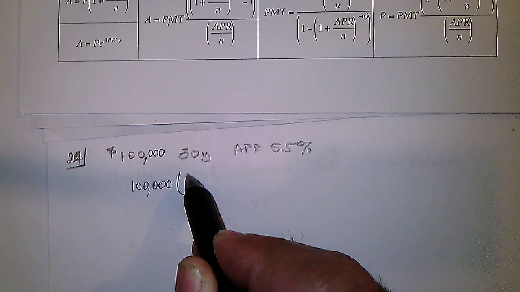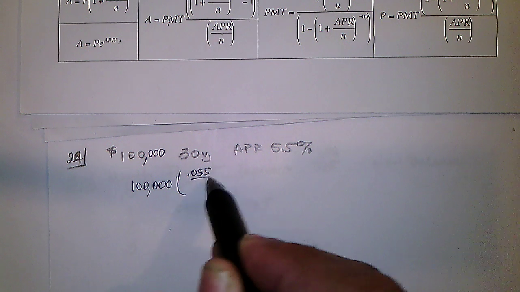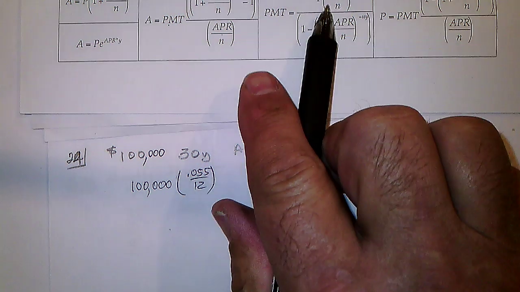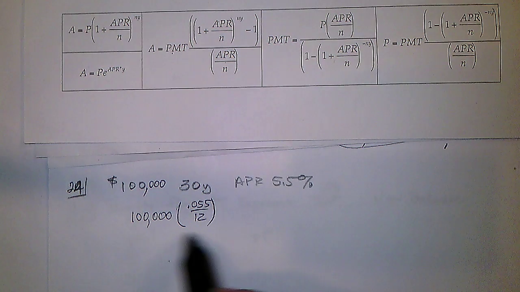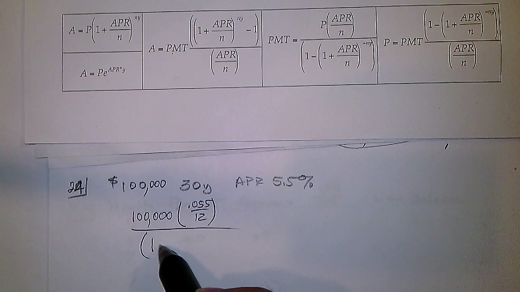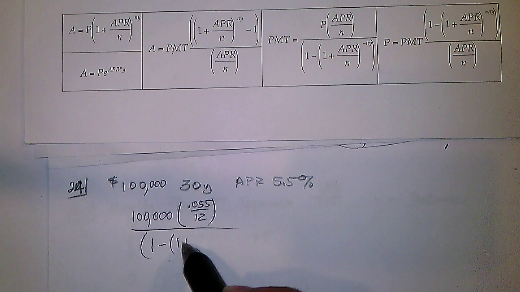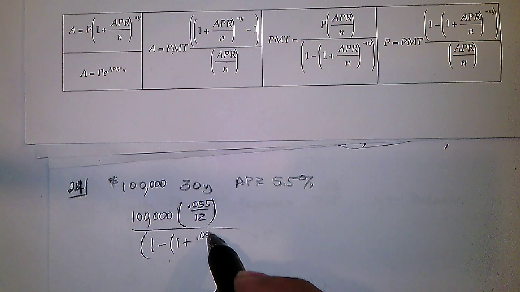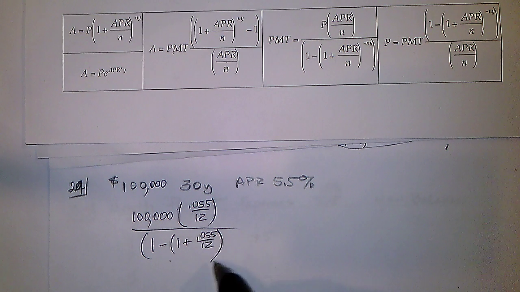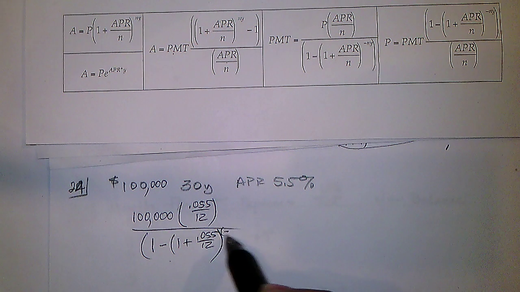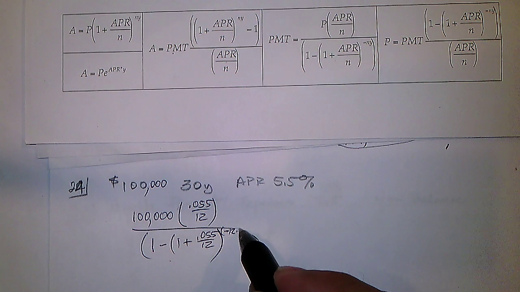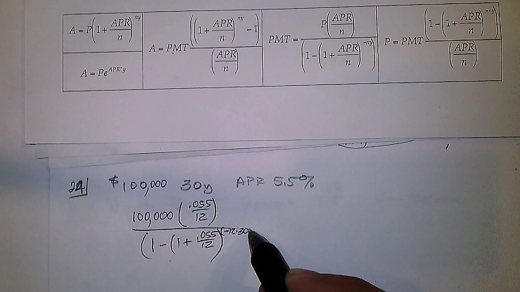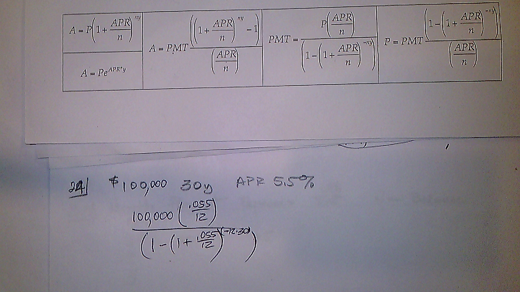So we're going to do 100,000 times APR 0.055 divided by 12 using this formula over parenthesis 1 minus parenthesis 1 plus 0.055 divided by 12 to the negative 12 times 30, which is 360. Close parenthesis. So we'll figure out the payment here.